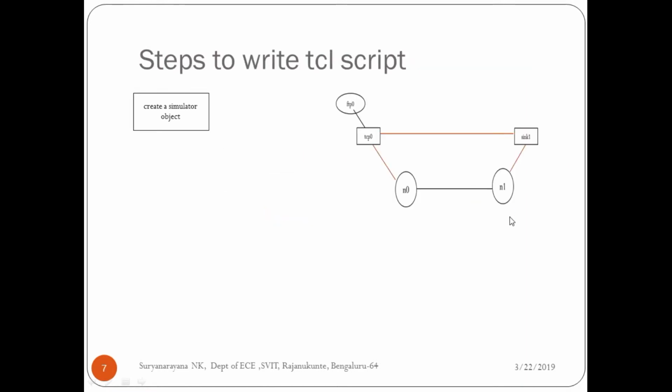Now the steps to write TCL script. Create a simulator object. The syntax is set ns [new Simulator]. Here ns is the object created within a class called Simulator. Here this Simulator is the main class.